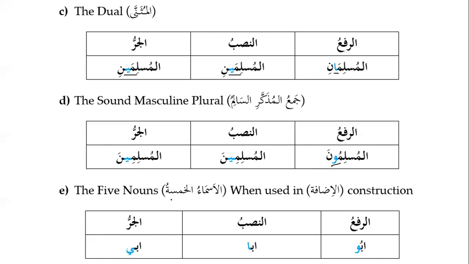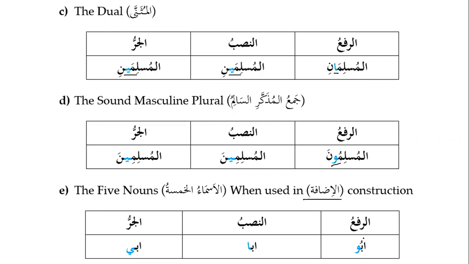Then we talk about the five nouns, al-asma'ul khamsatu, when used in idafa construction. Meaning when we use them as mudaf, with mudaf ilayh, then when they are marfu, it will be with waw. When it is mansub, it will be with alif. And when it is majroor, it will be with ya: abu, aba, abi.